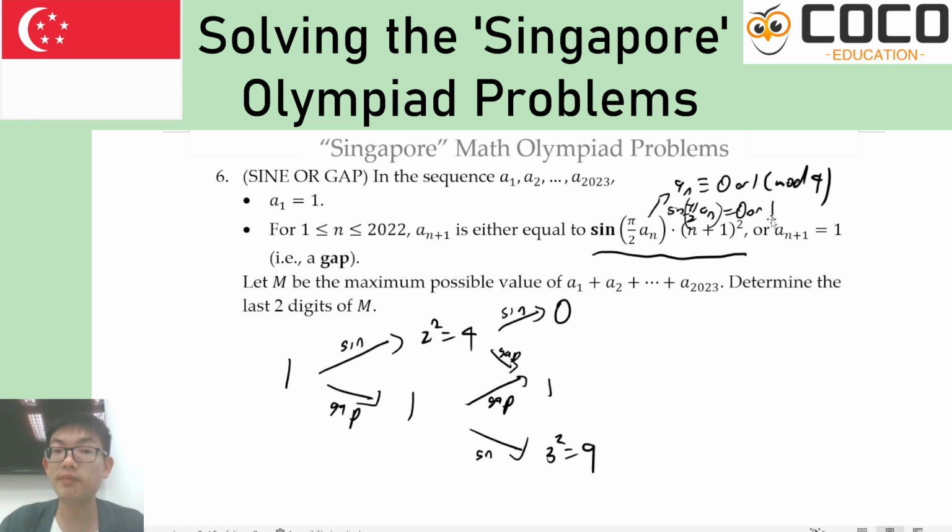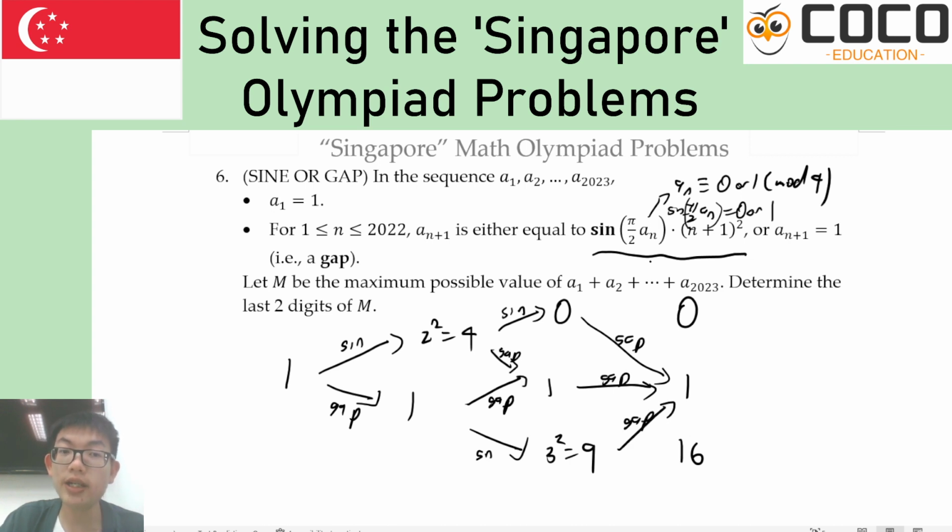And so your three possibilities are always going to be the square times 0, the square times 1, or you reset to 1. So for example, at the next step, 0, all of these, if you take a gap step, this can always go to 1. But if you apply the sine option, 0 goes to 0. It's very silly. 1 and 9 both go to 16.